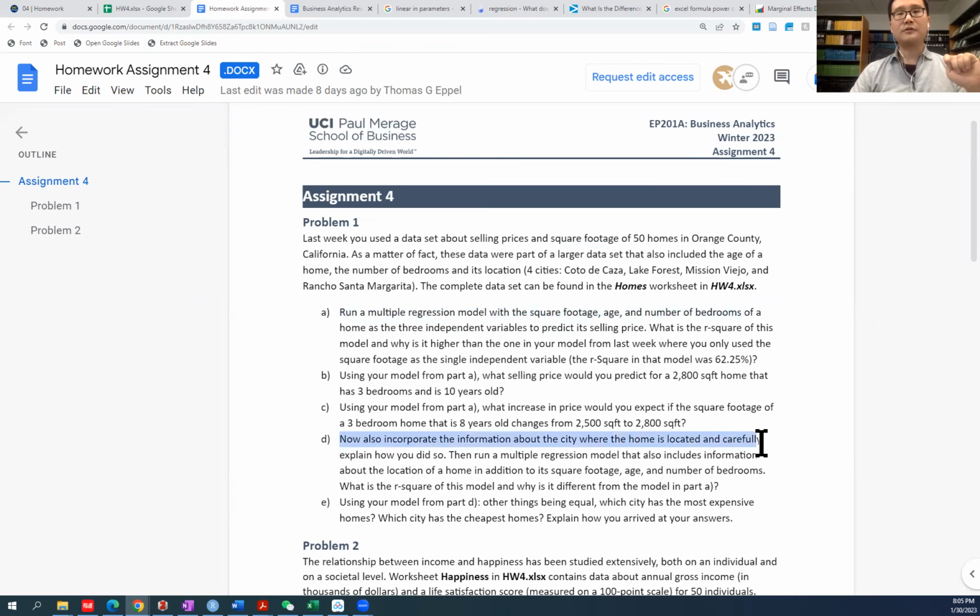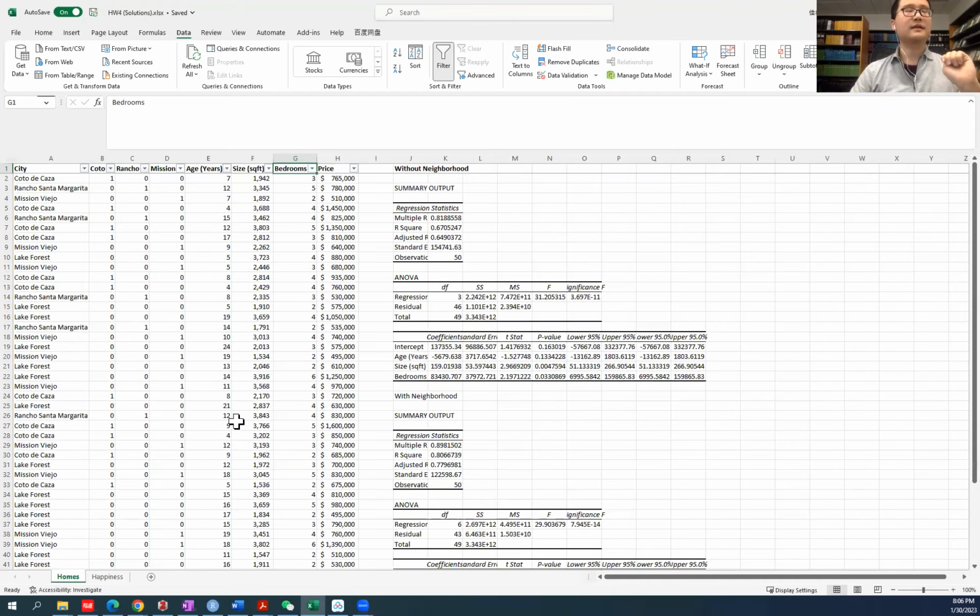However, in part D, we also need to include the city location information. And also we need to explain how we did so, how we built the indicators for city. Then we run a regression model, which includes information about the location, plus square footage, age, and number of bedrooms. Then we interpret the model. And also explain why it's different from part A, where we did not have the indicator of the city where the house is from.